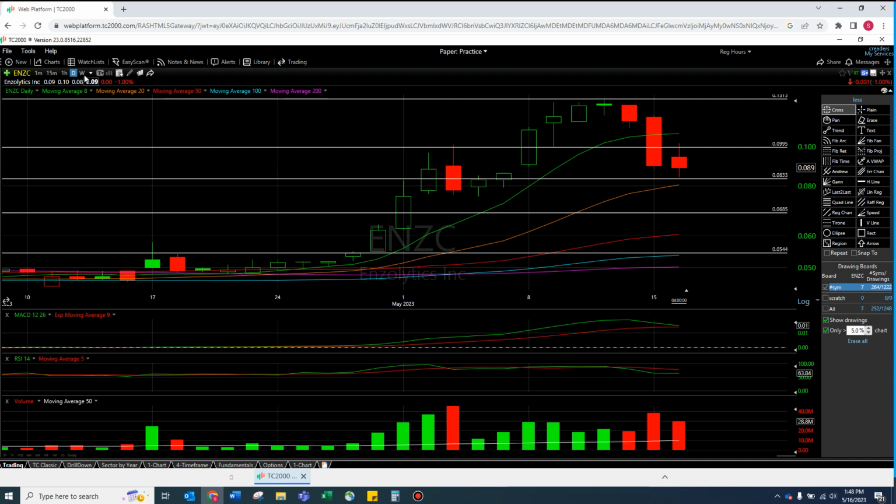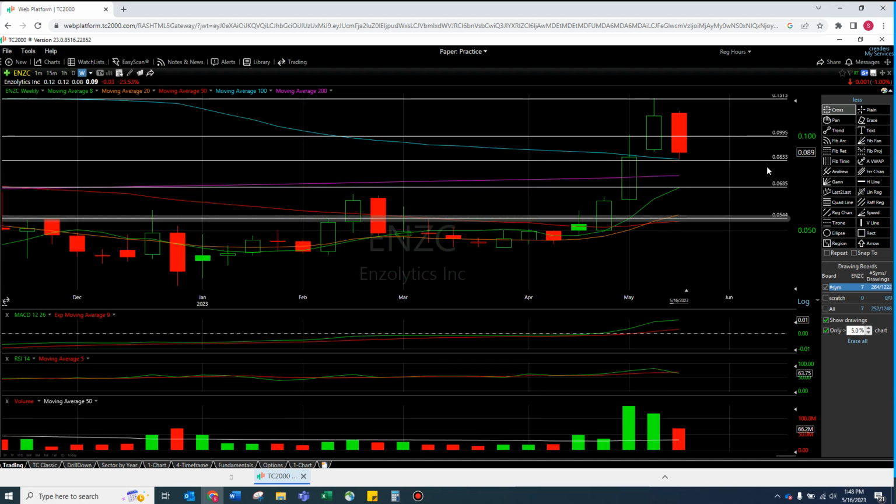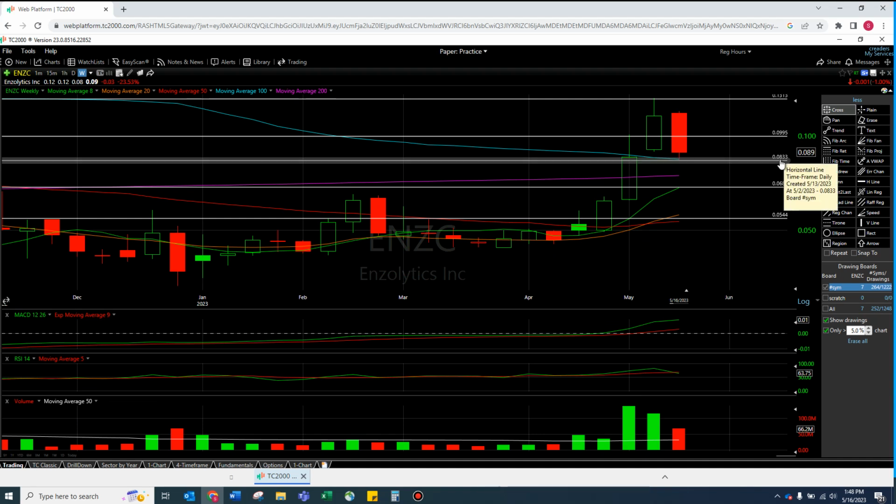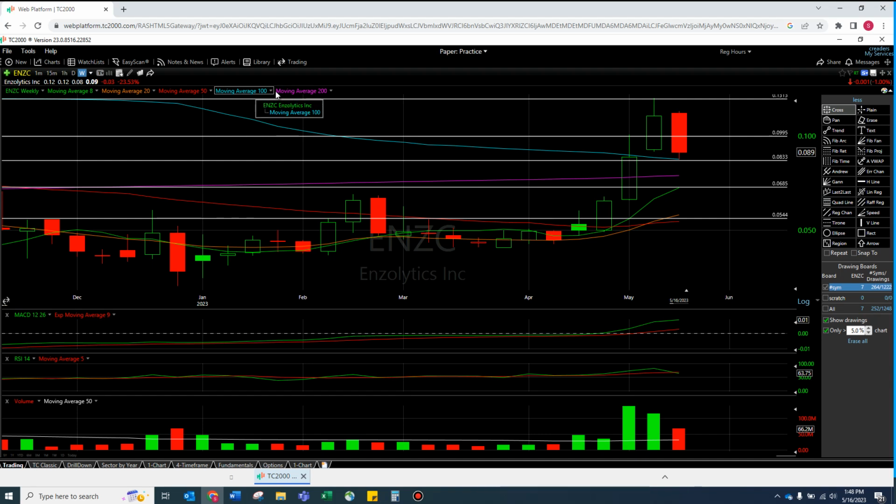So we'll look at the weekly really quickly. Again, so much is riding on this 8 line, right? We're going to lose the 100 moving average if we fail that line, right? That's not what we want to do.